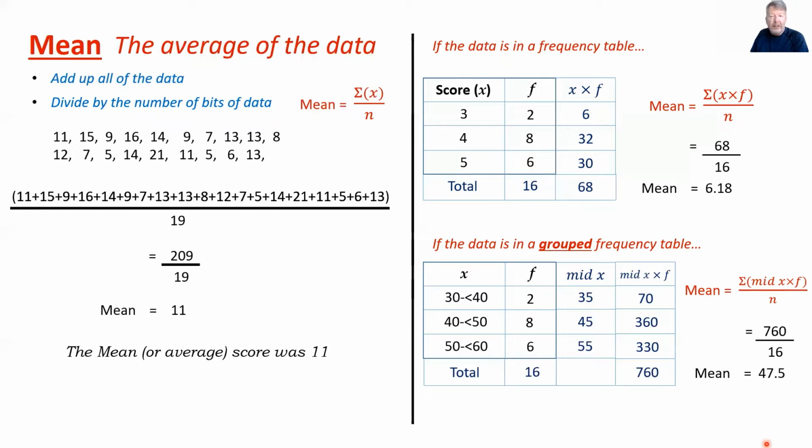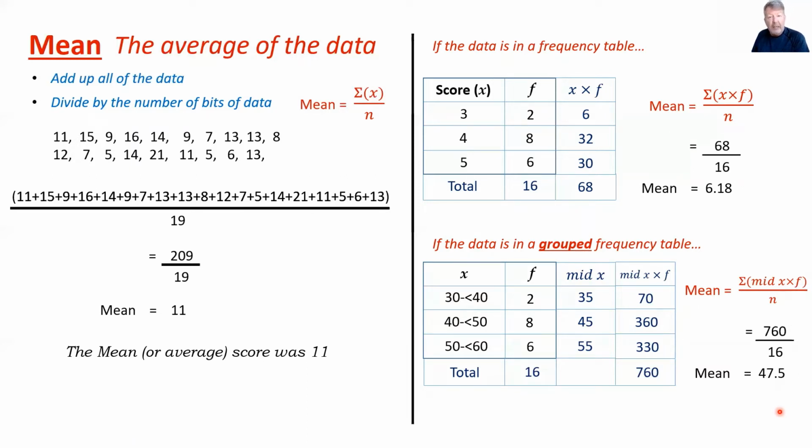Okay, got that? You see how all the formulas are related. Starts off with the basic. If you've got your data, just add them all up, divided by how many you got. Over here, if it's in a table, you just put an extra column. The sum of score times the frequency, divided by how many you got. And if it's grouped data, use the midpoint times the frequency. All related. Right, go get some practice on mean.